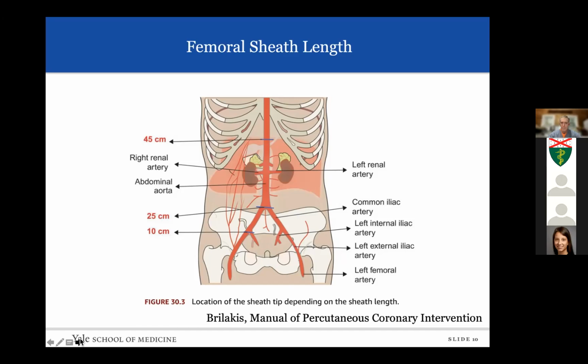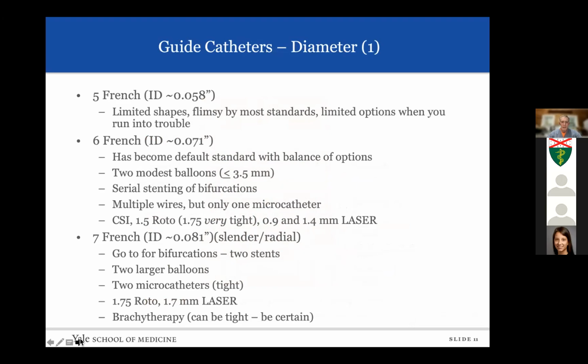Guiding catheters also come in different French sizes. We don't use much 5 French guiding catheters. They're limited shapes, limited options. They're pretty flimsy by most standards. And the major issue with them is if you start to do a case and you run into trouble, there are limited options because of their size compatibilities.